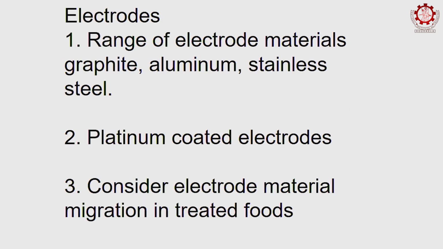Now, what type of electrodes do people use? Different electrodes can be used. The electrodes may be made of graphite, aluminum, stainless steel. When you use different metal electrodes, you can potentially have what they call electrolysis, which can introduce some undesirable compounds. So, what they do is coat the electrodes with platinum so that they stay inert. You only pass the electricity, and it does not interact with the product. Otherwise, you may pit the electrode.